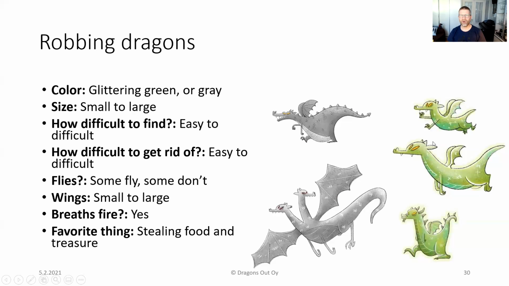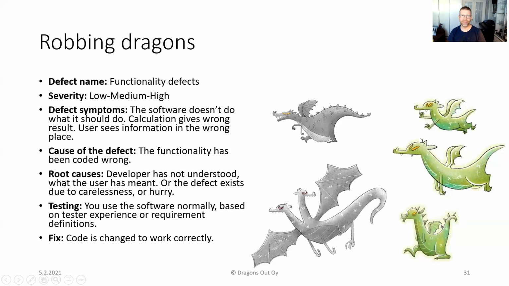Anyway, a great example. Then we have robin dragons, so dragons that steal things, harass castles, steal food, steal treasure. They can fly, they can be big or small. So these come in many varieties, and they represent quite nicely functionality defects. So there are many functionalities. The software you have out there, they do really many kinds of things.